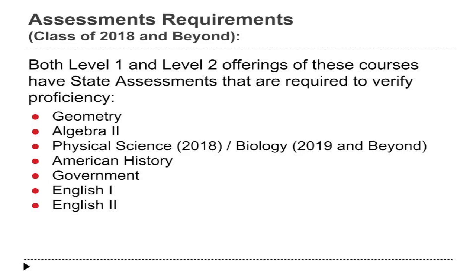In addition to credits that are required for graduation, the state of Ohio also requires that certain assessments be passed to ensure proficiency. The class of 2017 must pass the OGTs. For the class of 2018 and beyond, there are end-of-year assessments that must be passed as follows: Geometry, Algebra 2, Physical Science for the class of 2018, Biology for the class of 2019 and beyond, American History, Government, English 1, and English 2.